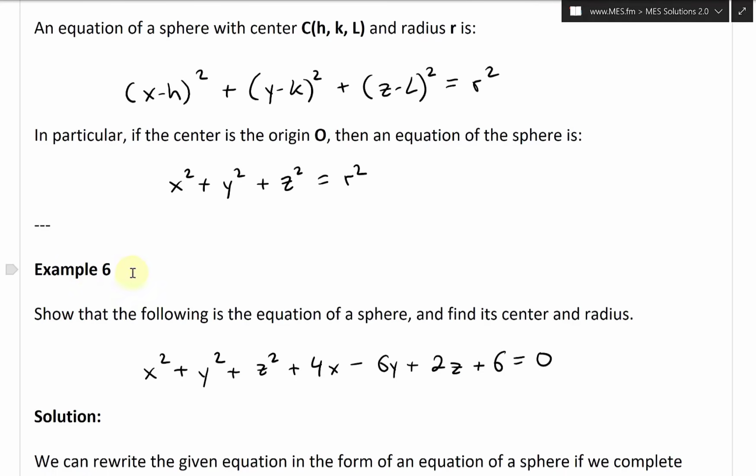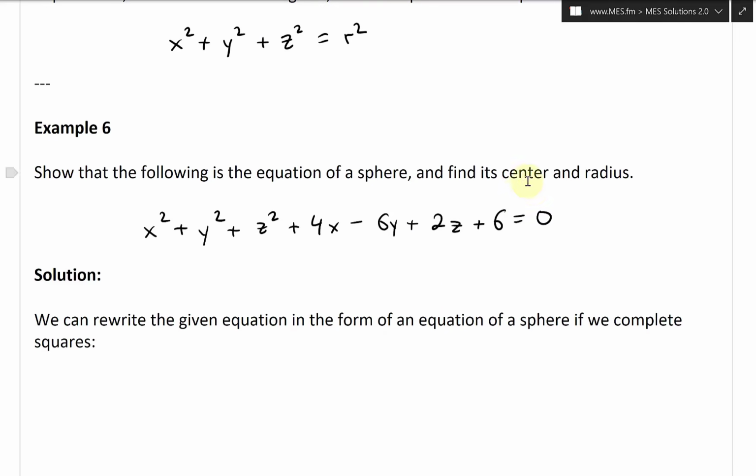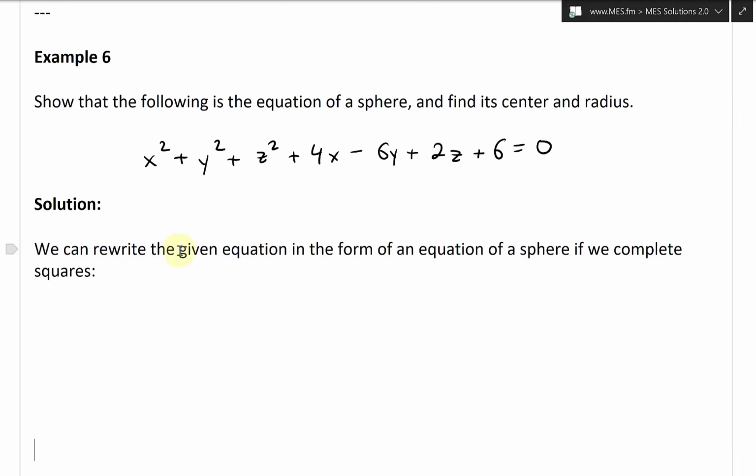Alright, so now this brings us to example 6, and this states, show that the following is the equation of a sphere and find its center and radius. So we have this equation, x squared plus y squared plus z squared plus 4x minus 6y plus 2z plus 6 equals 0. So solution: we could rewrite the given equation in the form of an equation of a sphere if we complete squares.